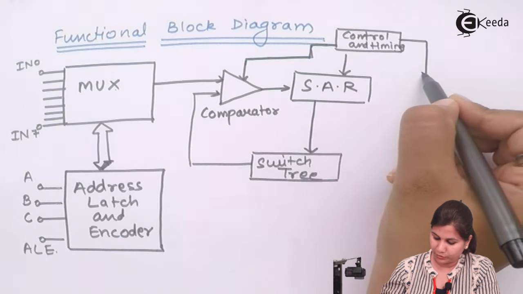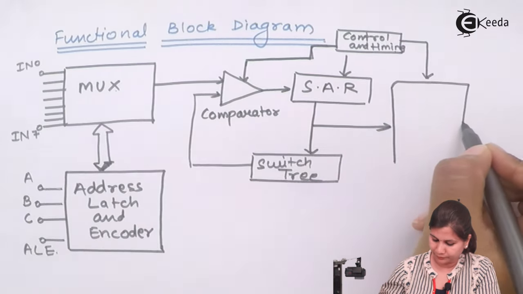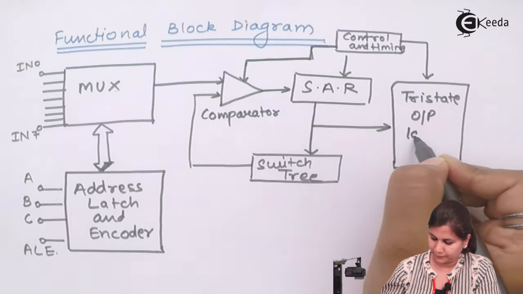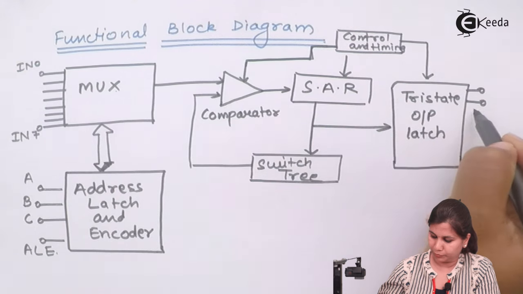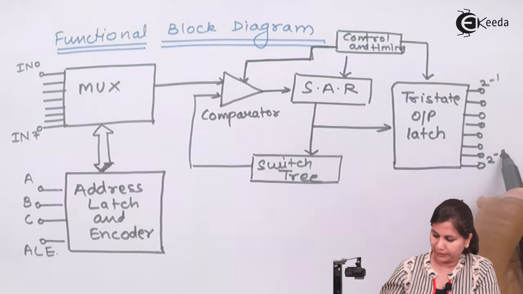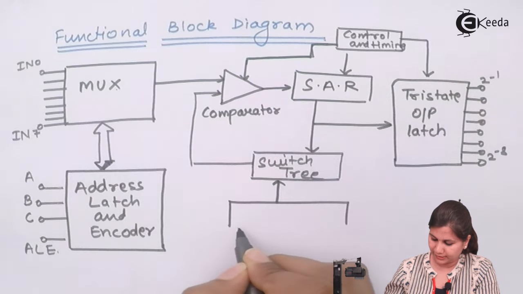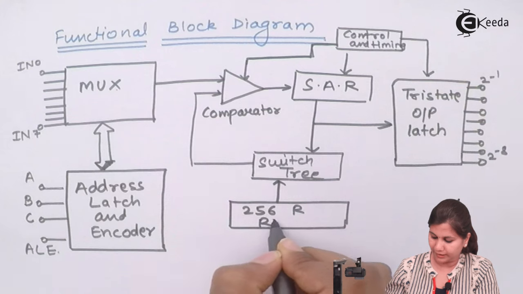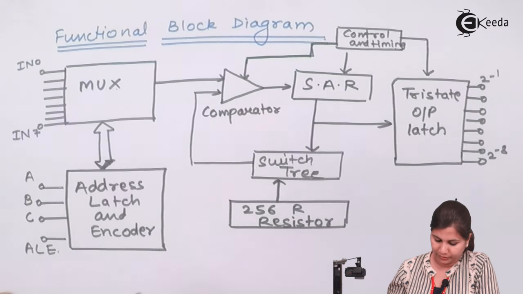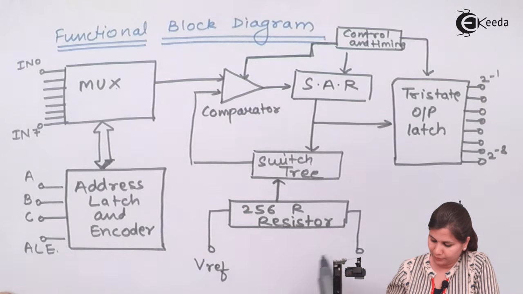This control and timing circuit will also provide them, because the SAR is providing output to the switch tree and to a tri-state output latch. This latch is going to produce the digital output from 2^-1 to 2^-8. Okay. Also, this switch tree is connected with the 256R resistor network. Because there are 8 bits, 2^8, we will have 256 resistors here. Now, these resistors are connected with the V reference, positive and negative.